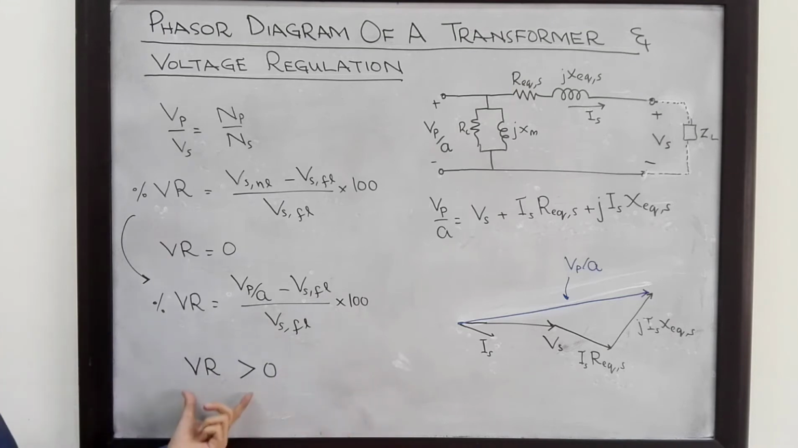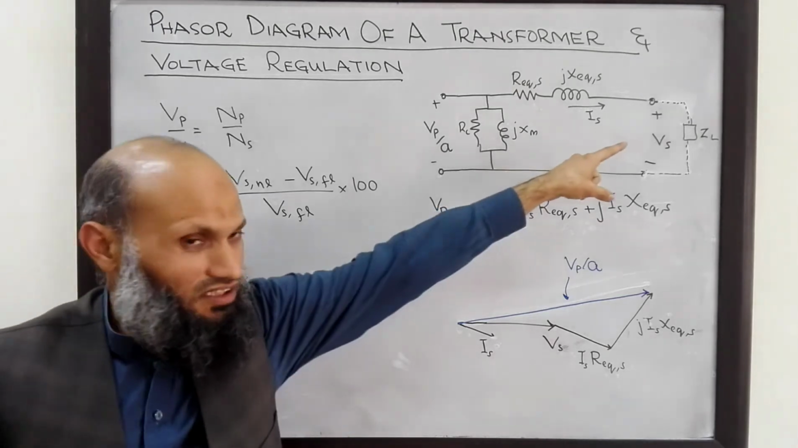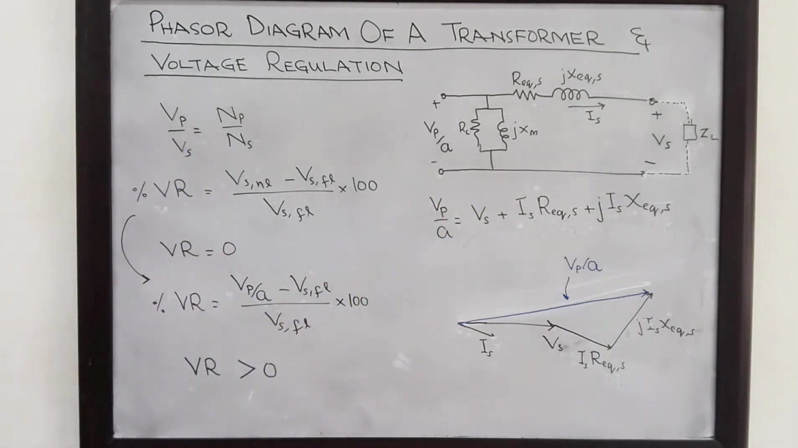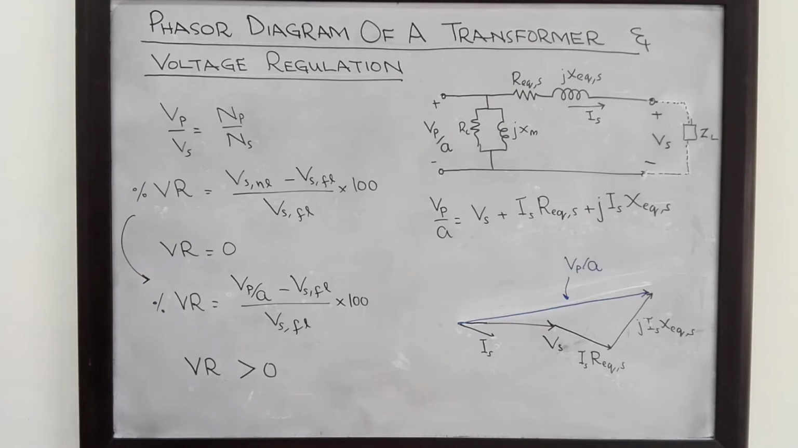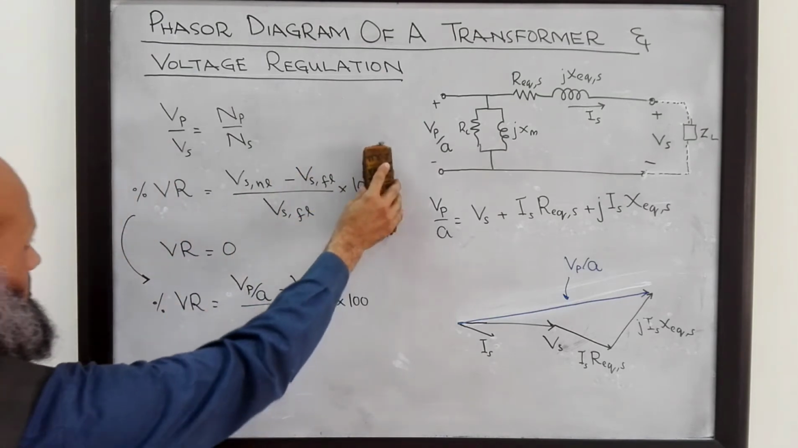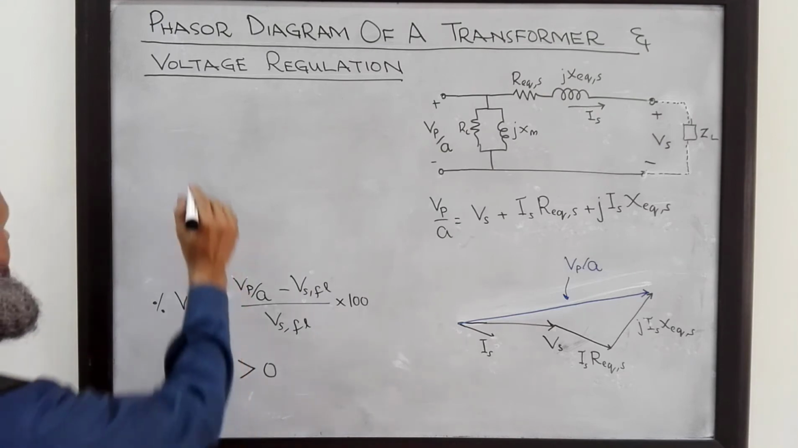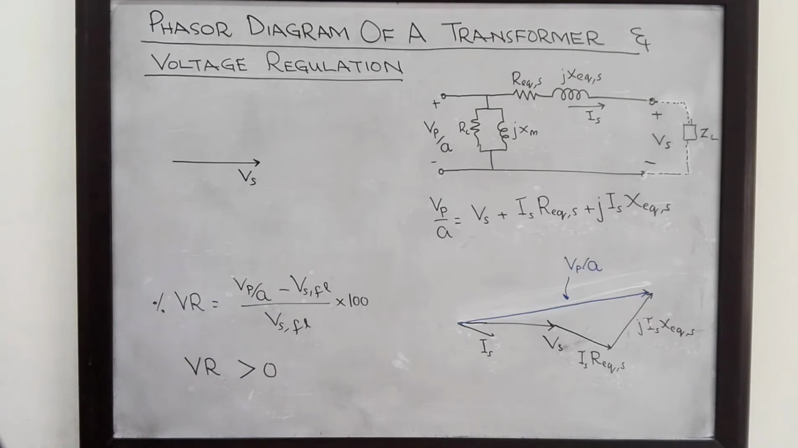So the voltage regulation of a transformer, when we have connected an inductive load on the secondary side, will always be some positive number. What about a resistive load? We can easily draw the phasor diagram for a transformer when we have connected a resistive load to it. So let's draw it over here. Again, let's take Vs as a reference.